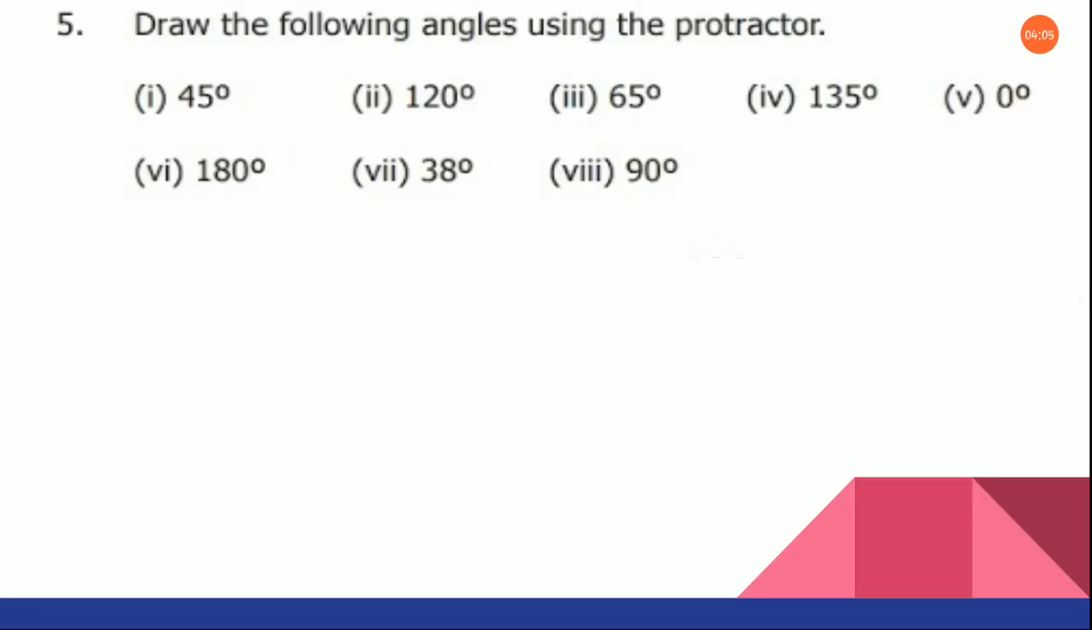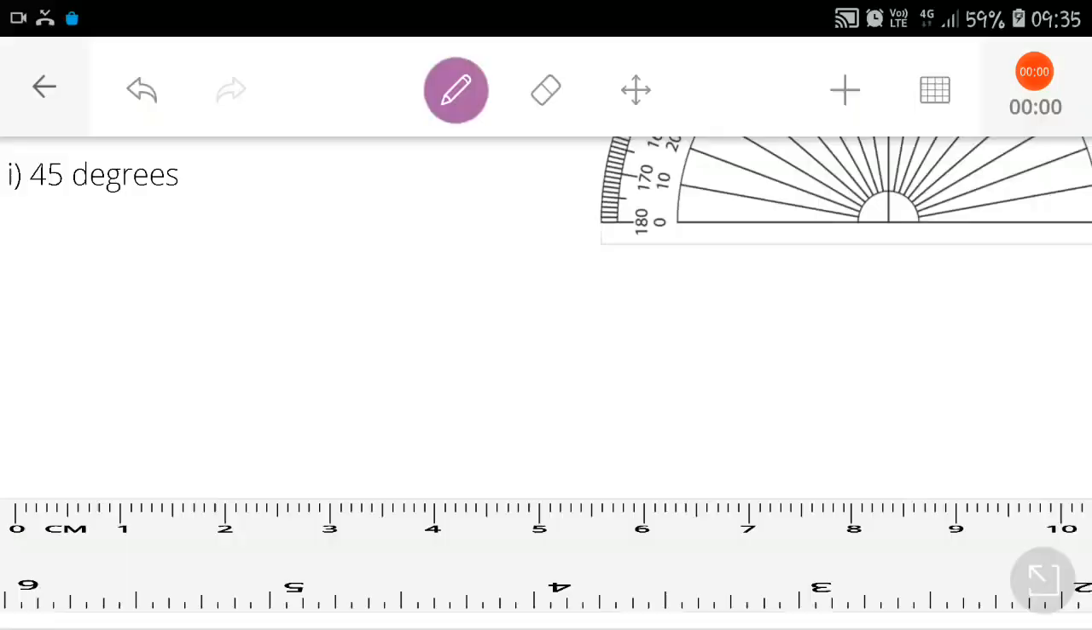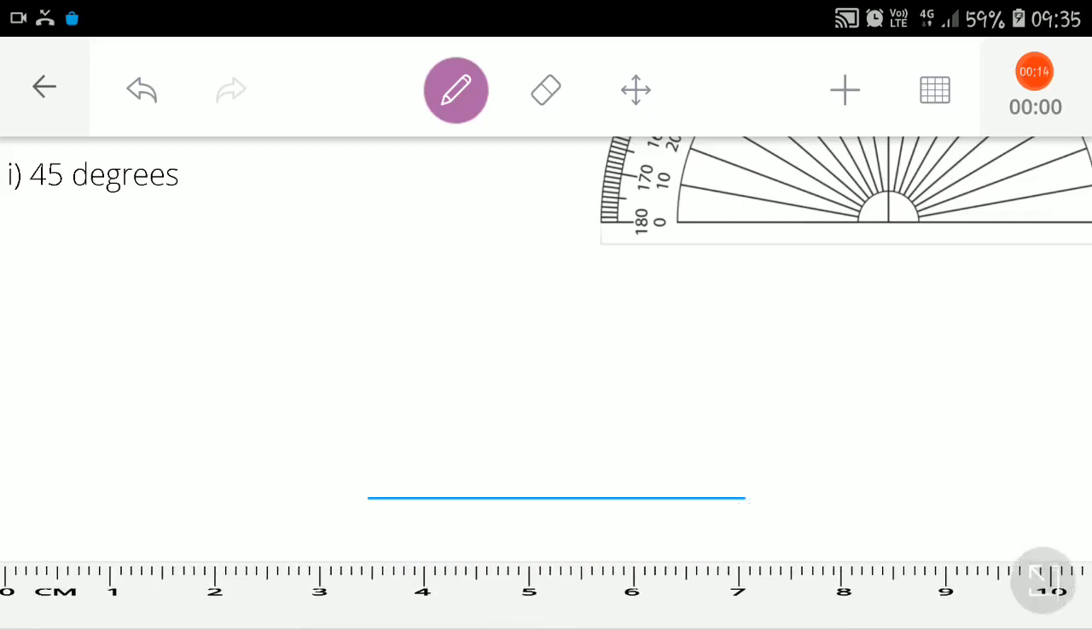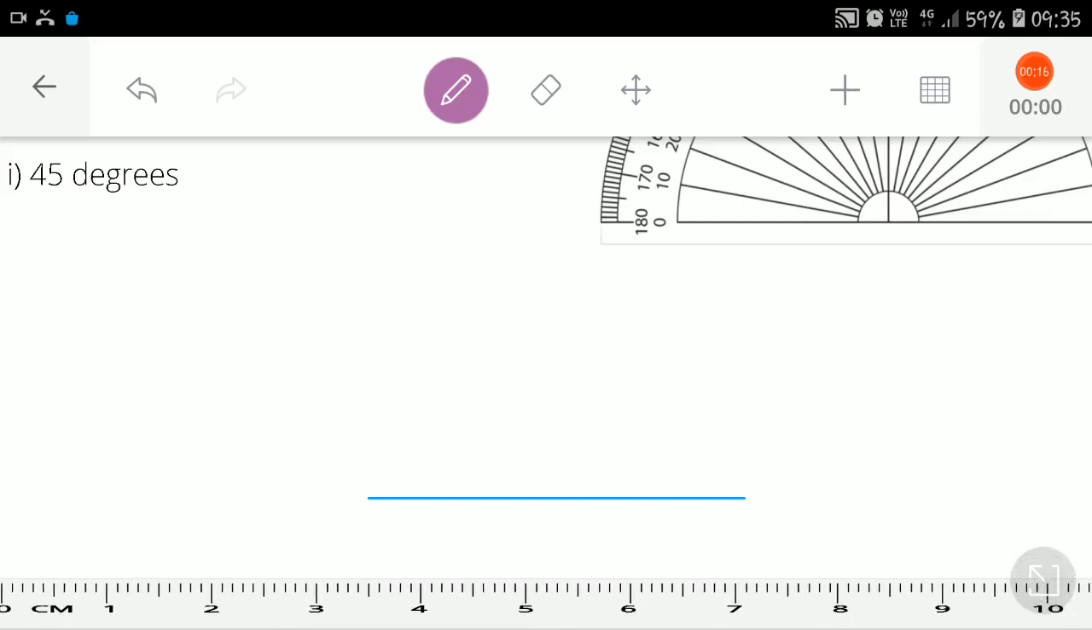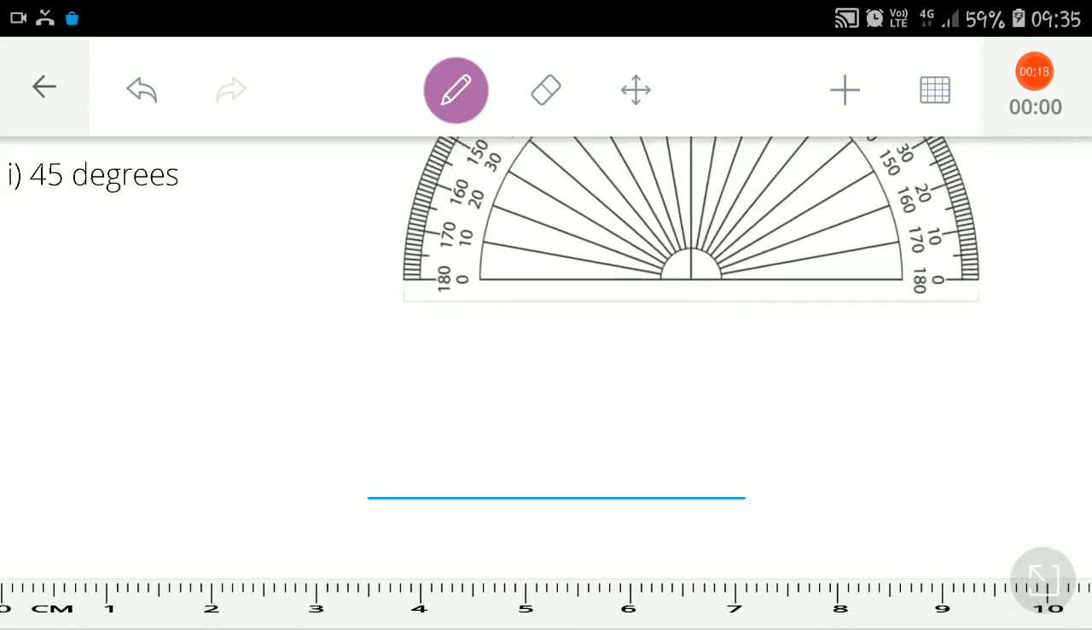Now look at the fifth question. Draw the following angles using the protractor. Now the first subdivision question is 45 degrees. In order to draw that we need a scale and a protractor. First you are going to draw the baseline. It can be of any measurement. You are going to draw the baseline, and then take a protractor and keep it either at this end or at this end. You can keep it in either of the ends.